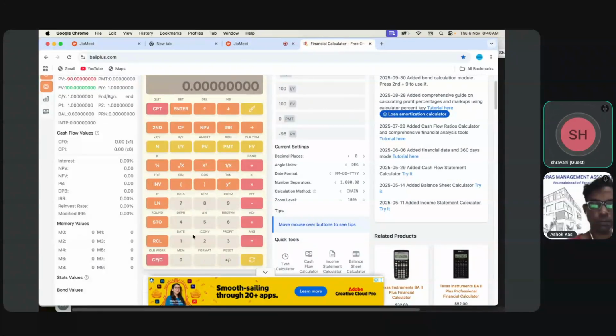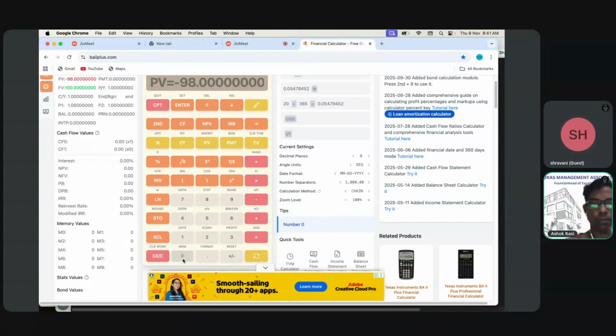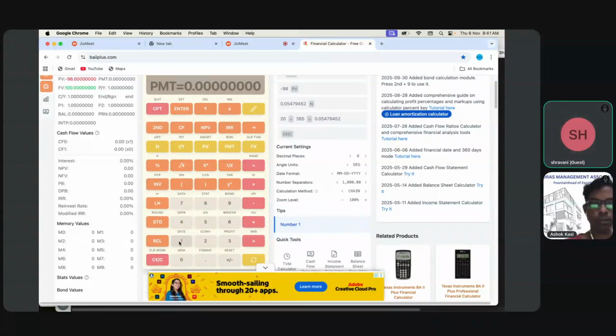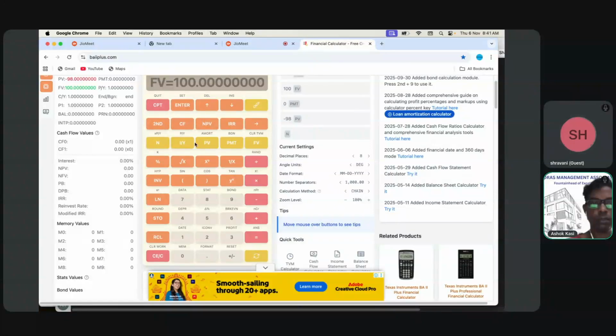N is not 10. N is 20, because in the remaining 20 days you are earning. So 20 divided by 365, that is N. Present value is 98, payment is 0, then 100 is the future value. Compute I/Y.